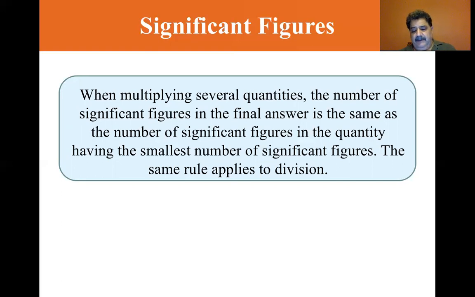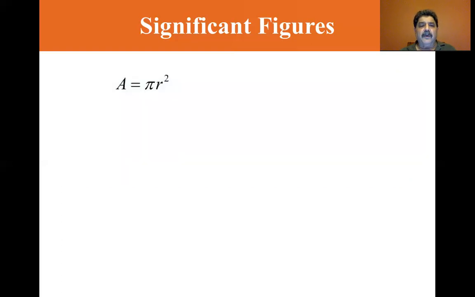Let's see. Okay, I think that's all to say about that one. Let's look at an example. The area of a circle is A equals pi r squared.